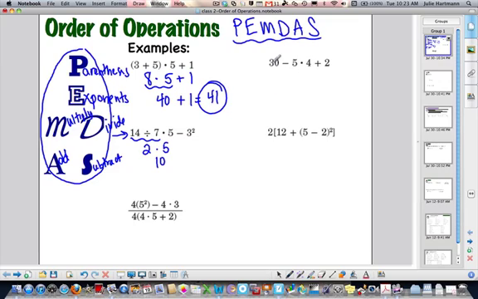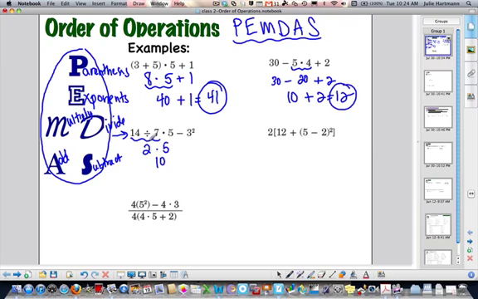Okay, next, 30 minus 5 times 4 plus 2. No parentheses, no exponents. So the next thing, multiply or divide. Here's multiplication. 5 times 4 is 20. And then we have subtract and add. No, add does not come first. Remember, do them in the order that they come. 30 minus 20 is 10. And then 10 plus 2 is 12.